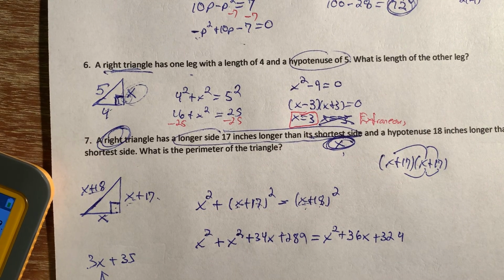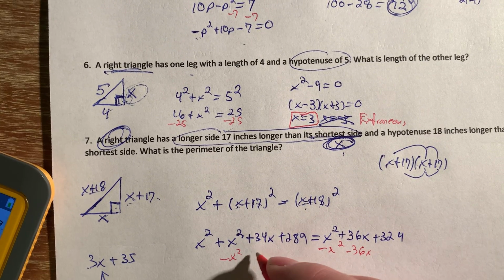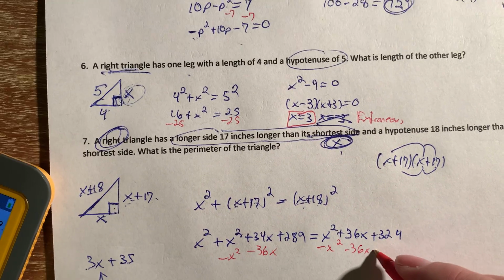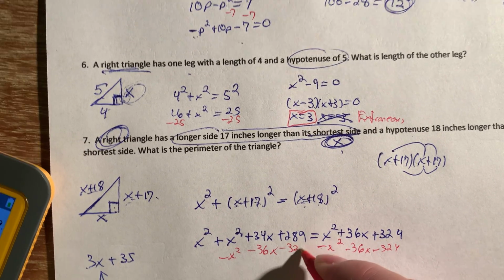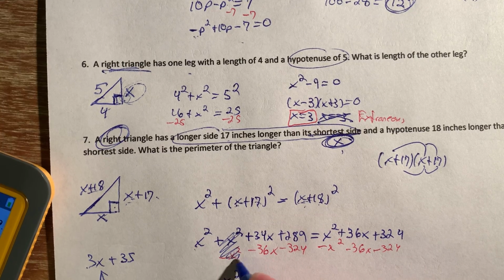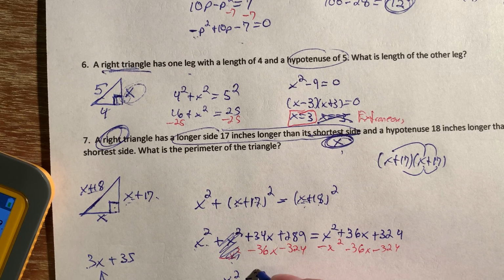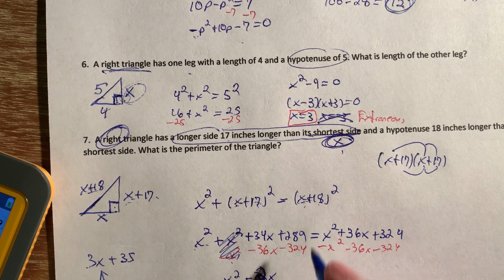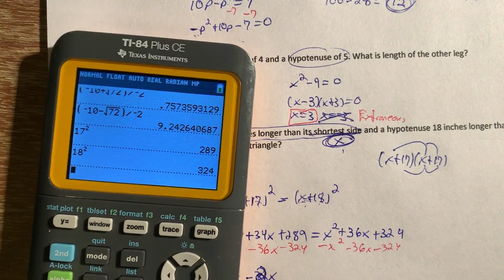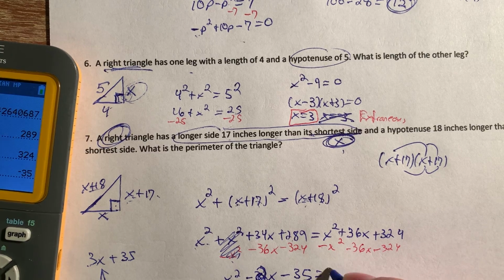Okay, this is a quadratic, and we always want to make it equal to 0. So we're going to subtract x squared, subtract 36x, and subtract 324, lining them up with ones they can combine with. Here I've got x squared plus x squared is 2x squared, minus 1x squared is just x squared. Or another way of thinking about it is that these cancel out, so there's just 1x squared left over. 34x minus 36x is negative 2x. I almost wrote negative 32x. And then 289 minus 324 is negative 35, and that's equal to 0.